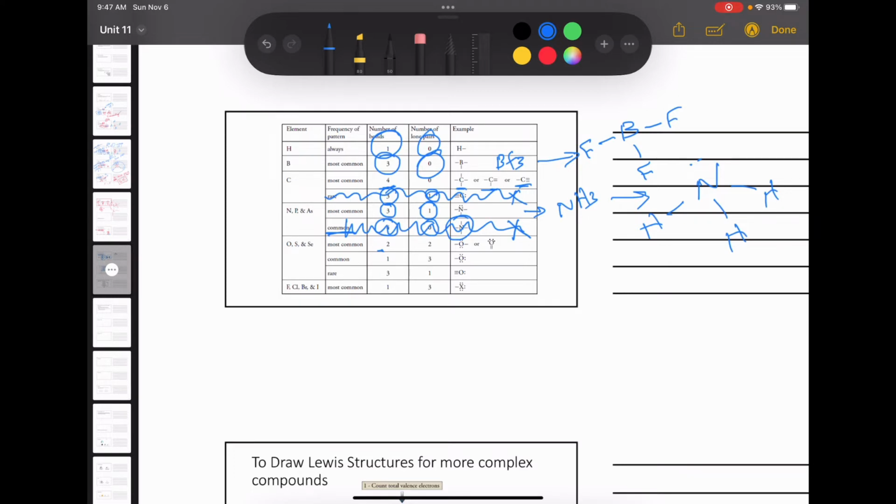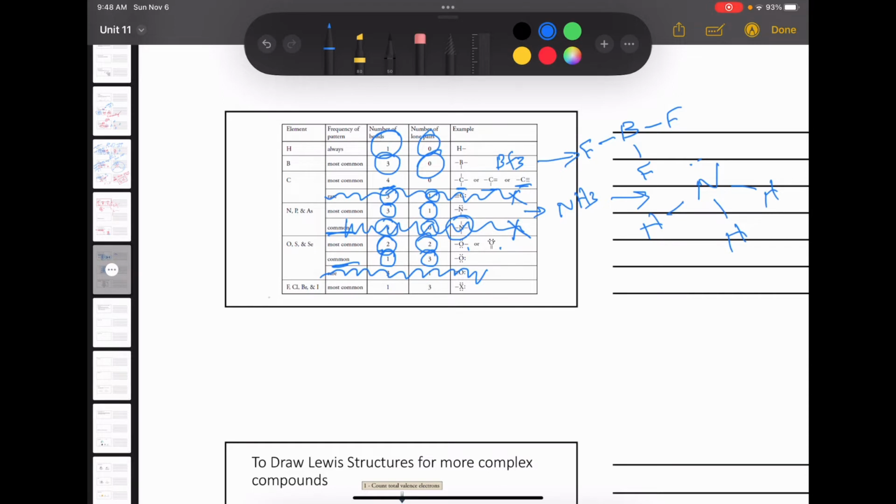For oxygen, sulfur, and selenium, the common one is 2 bonds and 2 lone pairs, correct? So the 2 bonds for the oxygen can be either 2 single bonds, like H2O, or 1 double bond, like O2, which you will have 2 bonds, and the 2 lone pairs are always there, just like you see here and here. Common one also, for sulfur and selenium, you can have 1 single bond and 3 lone pairs. That's for the common. For the rare ones, you don't have to worry about this one as well. I'm not going to be bringing anything about this.